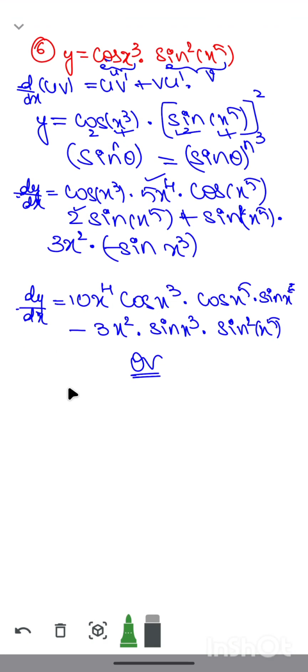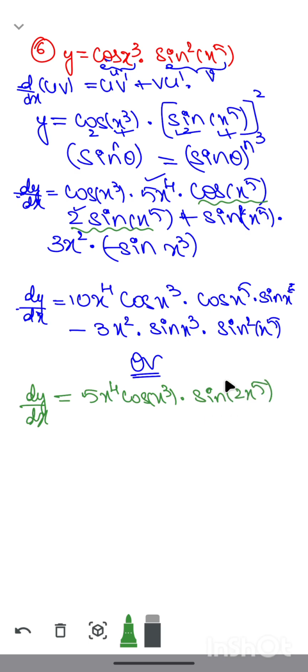Or even you can write the alternate answer, which is of the following form, as I said in the beginning. So here we can write dy by dx is equal to, when I combine 2 sine theta cos theta, that can be written as sine 2 theta. So the remaining terms will remain the same, that is 5x power 4 into cos x cube into sine 2 theta, that is sine of 2 into x power 5. Finish. This is the first term. Minus the second term, 3x square into sine of x cube into the last term, sine square of x power 5. Finish. This is our required answer.